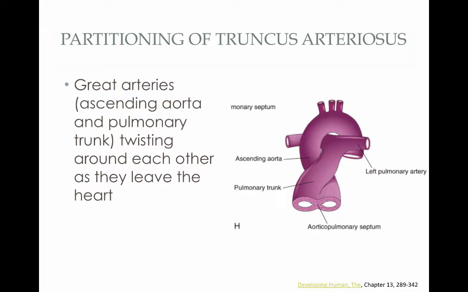So from that partitioning of the truncus arteriosus that forms the great arteries, again the ascending aorta and the pulmonary trunk, they twist around each other as they leave the heart. So again, just pointing out the pulmonary trunk. So this would later be the main pulmonary artery, and it gives rise to the left pulmonary artery and the right pulmonary artery.